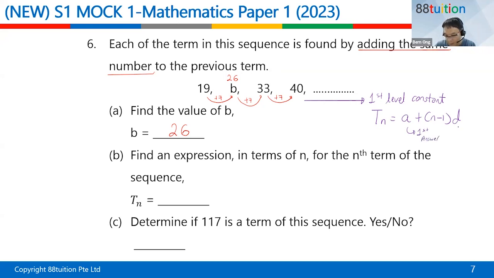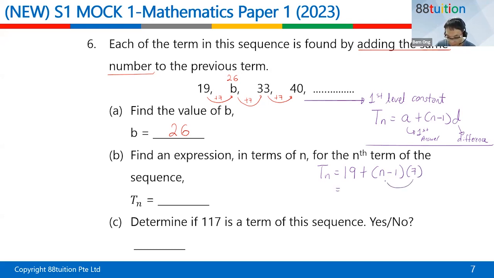You need your term n to be inside. The D is the difference. So for first level constant, you can activate this: term n equal to A plus n minus 1 D. Term n is equal to A. What is A? A is the first answer, which is 19, plus n minus 1. What's the difference? The difference is 7.